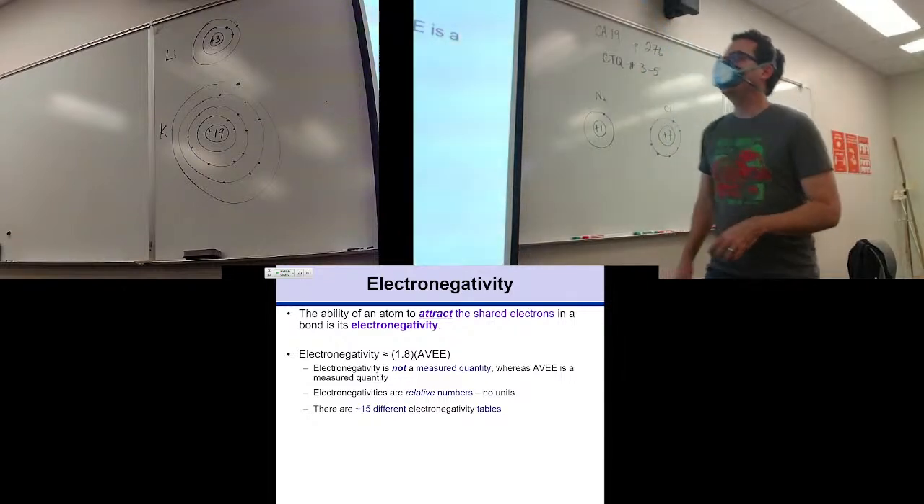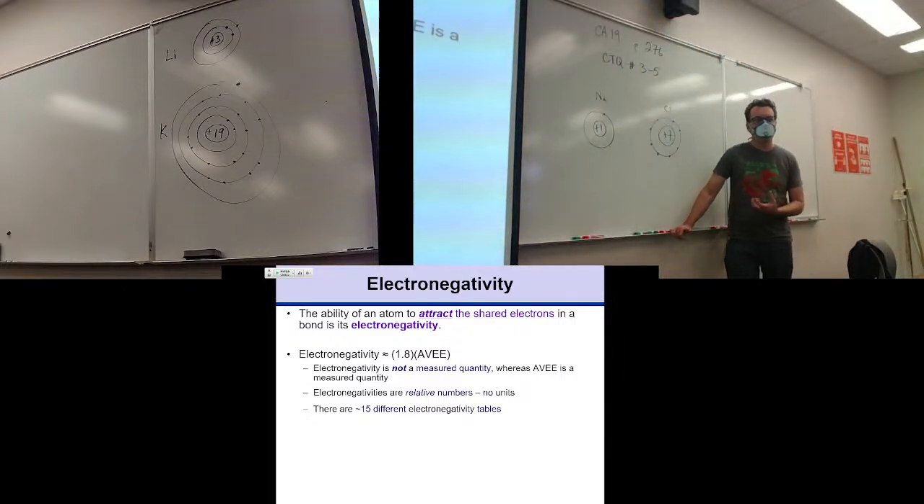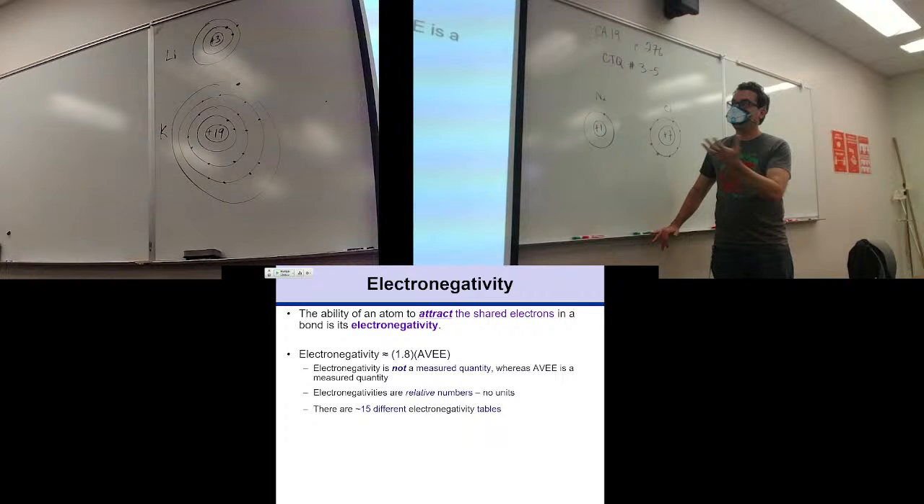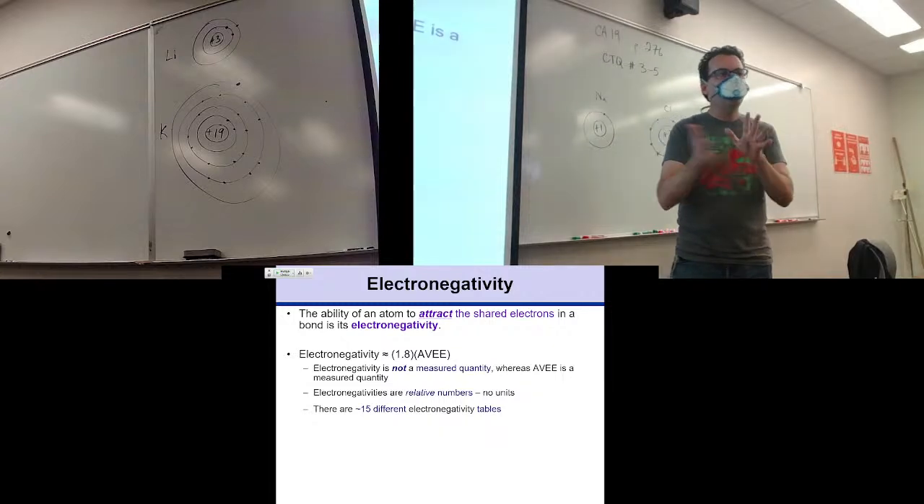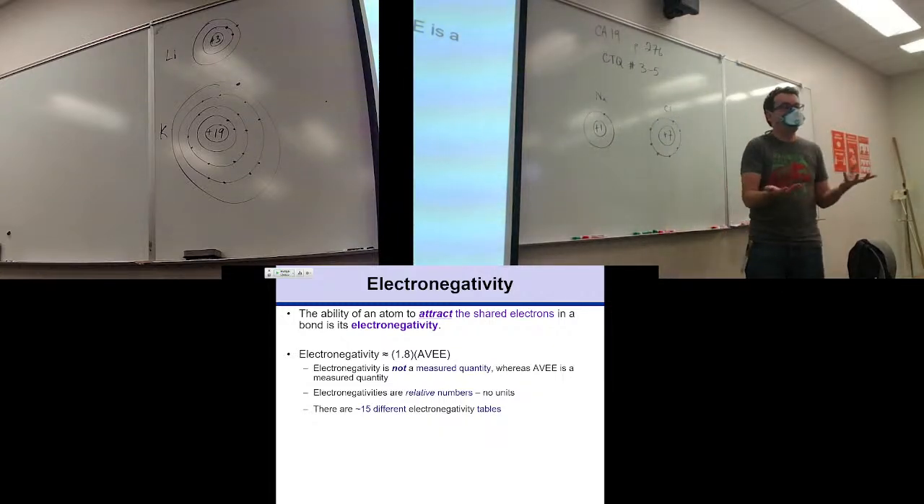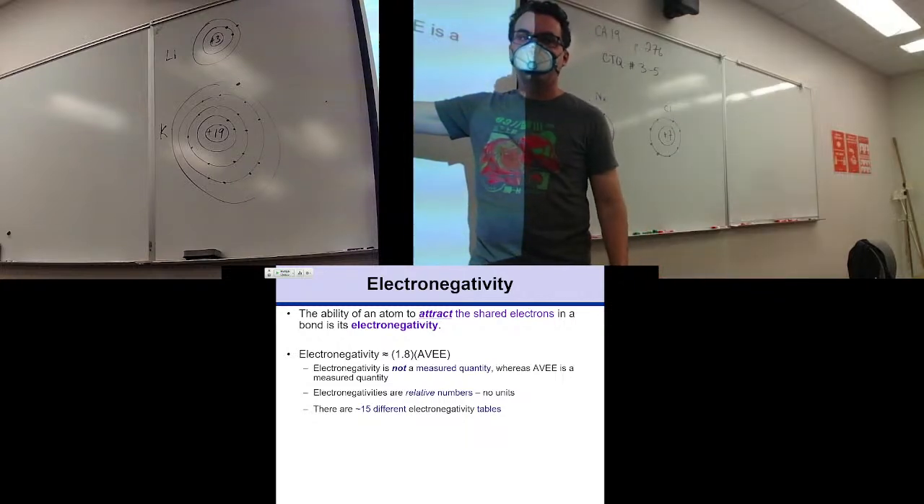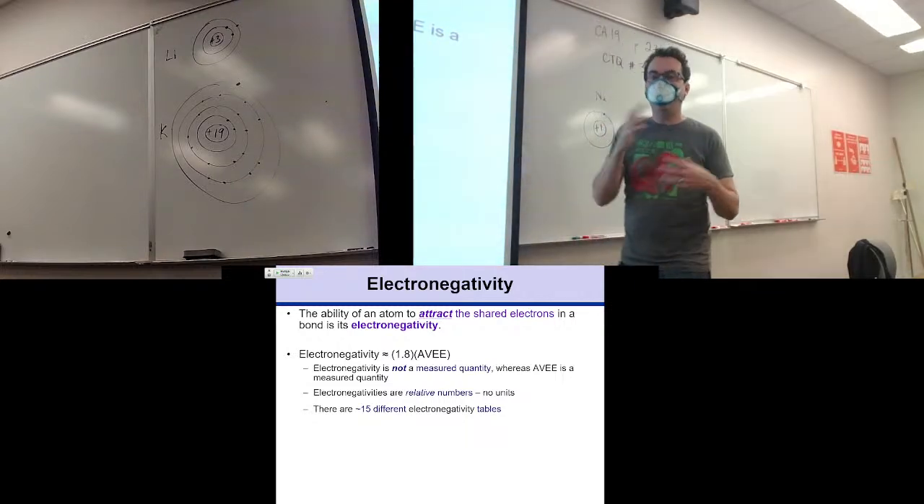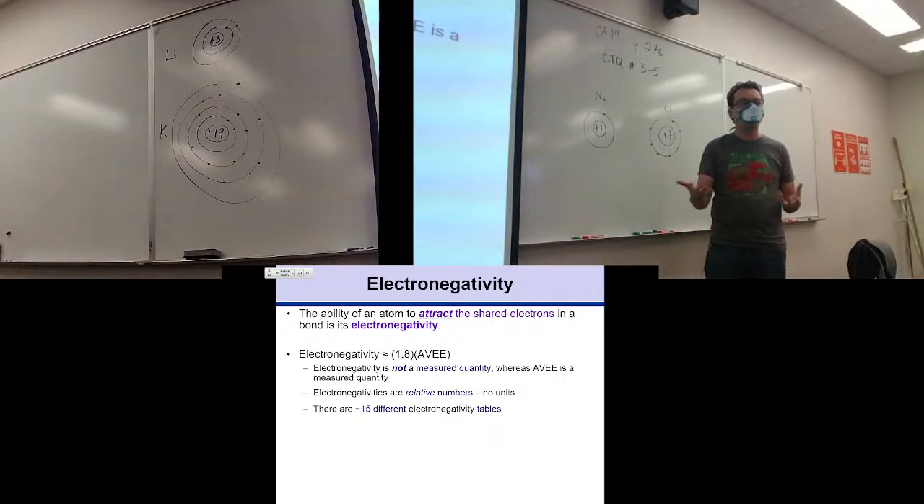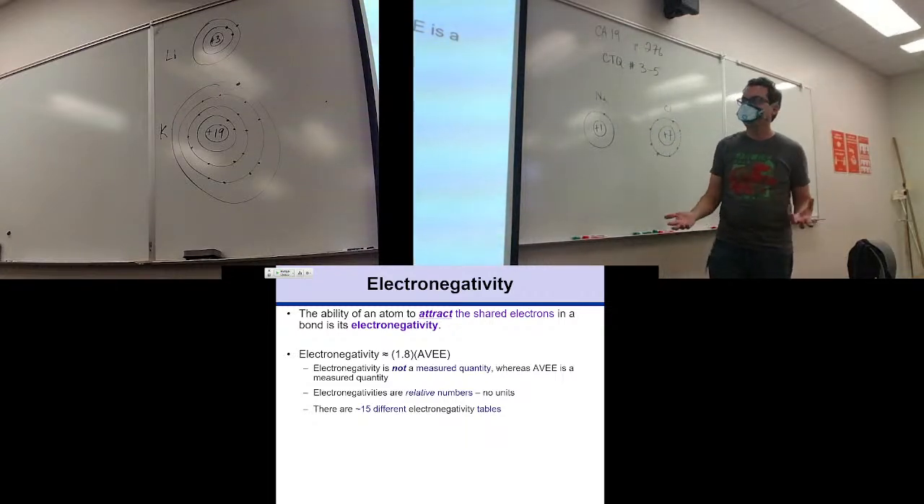So it turns out that this electronegativity, and this is an important concept to understand in all of chemistry, honestly, you can measure an electronegativity, or I should say calculate it, using something like AVEE. So first, electronegativity is not measured. It's always a calculated thing. It's a made-up number that's based on a lot of different things. There are actually 15 different electronegativity tables. So it really depends on how the person who made that table calculated the electronegativity. There's a lot of different ways to do it.